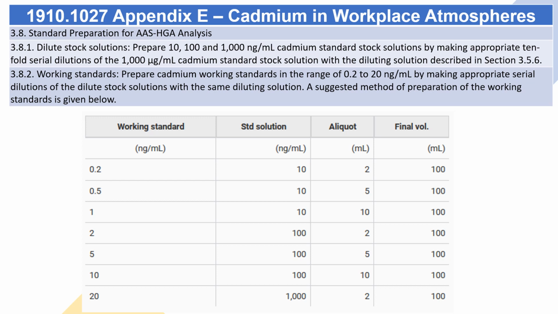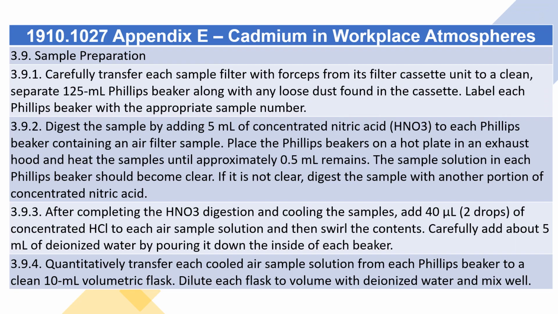3.8.2. Working standards. Prepare cadmium working standards in the range of 0.2 to 20 nanograms per milliliter by making appropriate serial dilutions of the dilute stock solutions with the same diluting solution. A suggested method of preparation of the working standards is given below. Store the working standards in narrowmouth polyethylene or glass bottles with leak-proof caps. Prepare monthly.